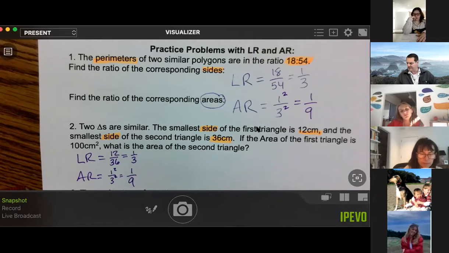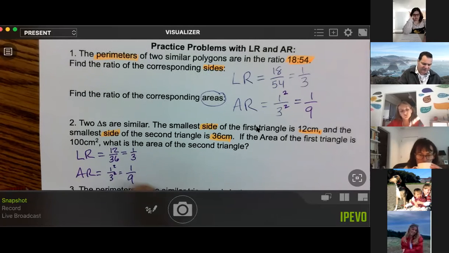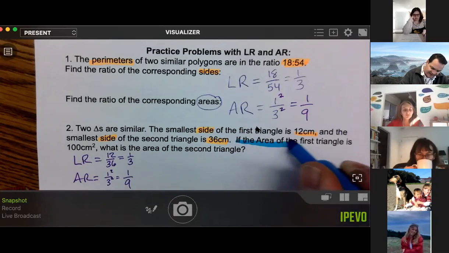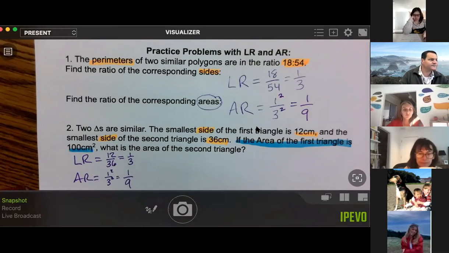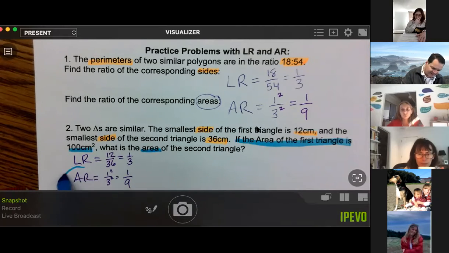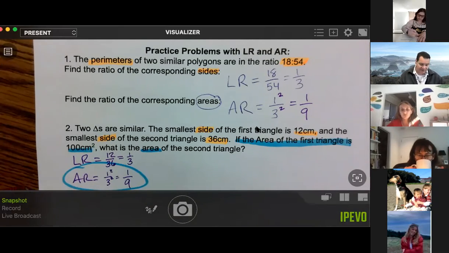And then I look at what the problem's asking, because it's always either going to say something like, if the perimeter of the large is 27, what's the perimeter of the small? Or if the altitude of the large is this, what's the altitude of the small? Or if the area of this is that, what's that? And you're going to use either the LR or the AR. In this case, notice what they say. If the area is 100, what's the area of the second one? So which ratio are they asking us to use? LR or AR? AR. Yeah, they're asking us to use the AR. So I'm going to use the AR.